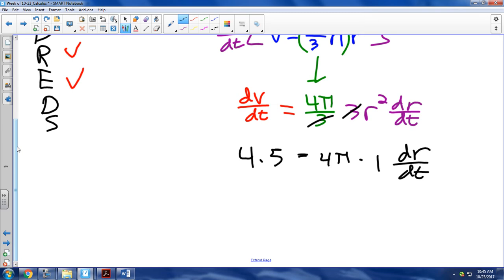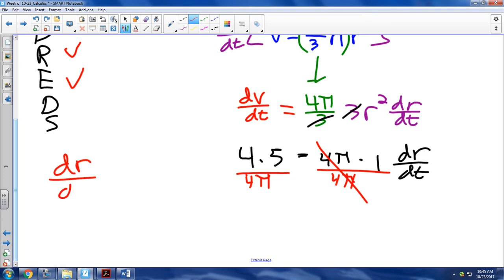And what am I looking for? I'm looking for dr/dt. The good thing is, it's really not that bad. You just divide by 4 pi on both sides. At that point, you found dr/dt, and that's what we were looking for. This is the rate at which the radius is changing, 4.5 over 4 pi. Okay? That should be it.